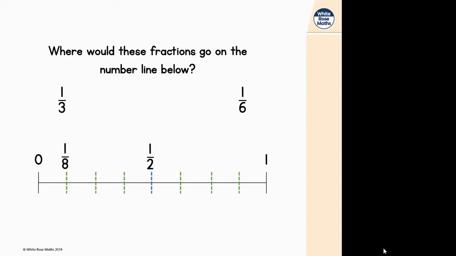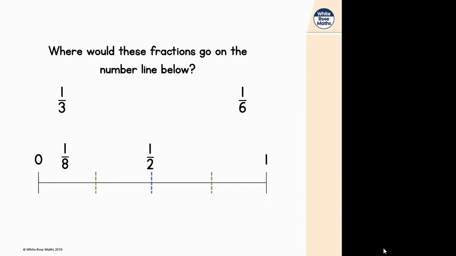So we show 1/2 and we've shown 1/8. But how can we show 1/3 and 1/6? Well, I think we need to think about getting rid of some of these lines. Let's just keep it simple. Quarters and halves.